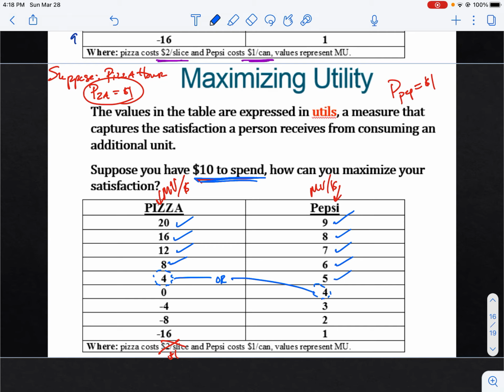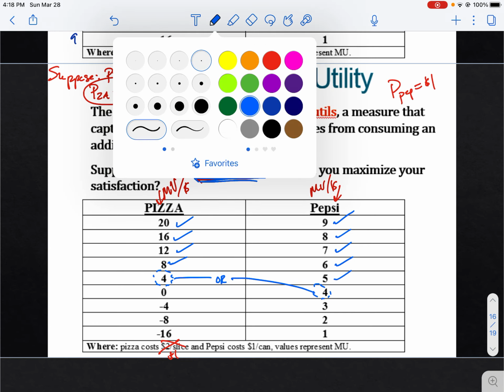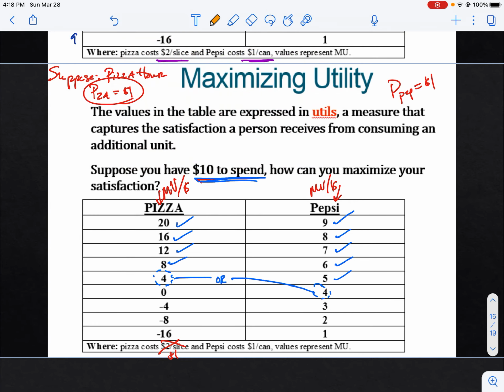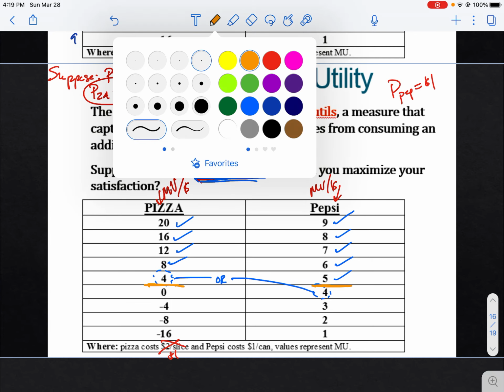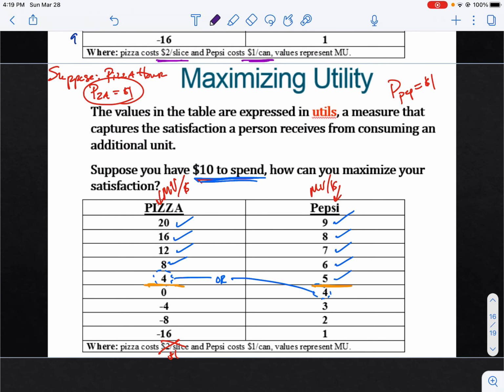But since the pizza shop's probably not going to let me do that, I'm either going to have 5 pizzas and 5 cans of Pepsi, or we'll pick a different color, I'll have 4 slices of pizza and 6 cans of Pepsi. It's one or the other. So it's either that last slice of pizza or the last Pepsi, one or the other.